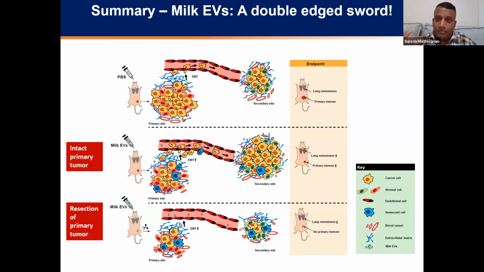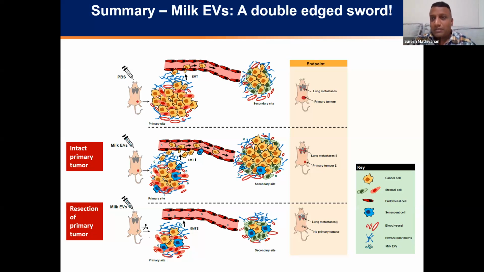So in the primary tumor, the milk EVs are inducing senescence and EMT. From the primary tumor, the cancers then try to migrate, and that's where, when it's induced with EMT, they're trying to move from that primary site and go to the secondary organs, and that's what you see. However, when you remove the primary tumor, the EVs are then going to the secondary site and inducing senescence alone in those cells. Because even if it induces EMT, we have not heard of secondary tumors migrating or metastasizing again, right?